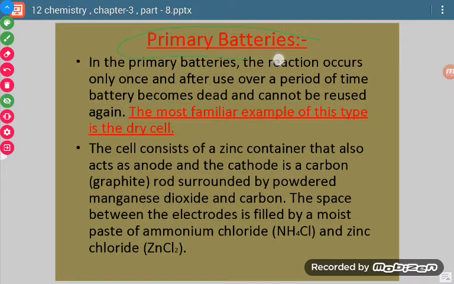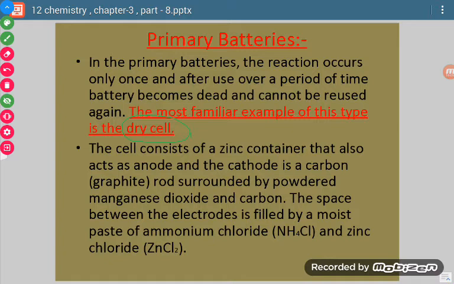So why do we say primary batteries? In primary batteries, the reaction occurs only once, and after use over a period of time, it becomes dead and cannot be reused again. Dead means when it will not supply any electrical energy, then we will say it is dead. Okay. Now a very common primary battery which we use is the dry cell.